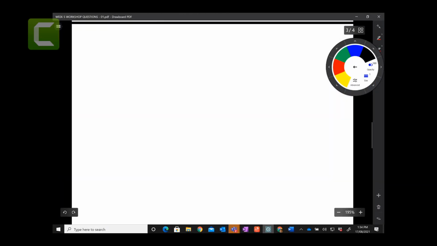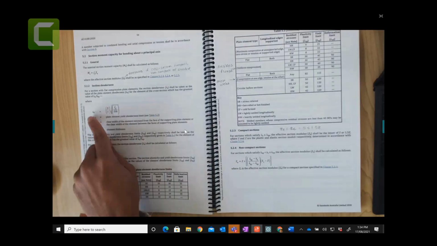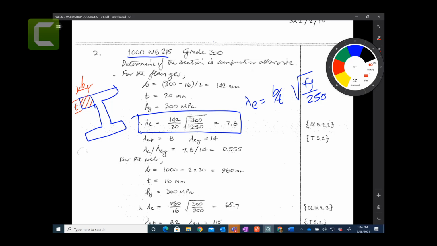So again we do b over t. We have these equations, b on t. So lambda E is equal to b on t times the square root of Fy on 250. Right, that equation I can show you here again. That is called plate element slenderness, b on t times the square root of Fy on 250. Now the value that you will get is this one, the outstand. We call it outstand. So this is your b, and I hope by now you know how to calculate this b. It is 300 divided by 2, take away 16 divided by 2, so you get 142 millimeters.